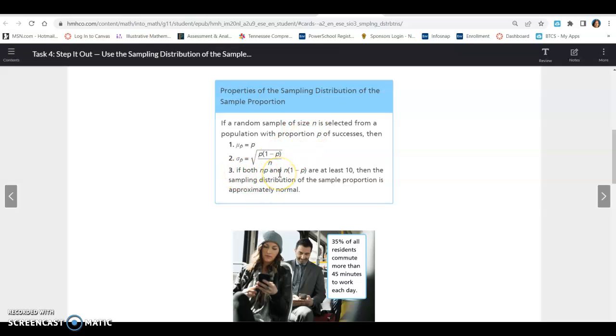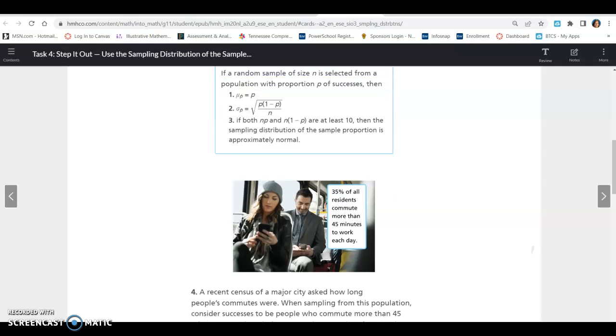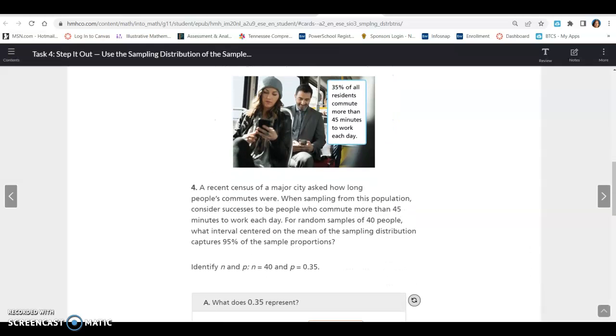If both np and n times 1 minus p are at least 10, then the sampling distribution of the sample proportion is approximately normal. All right, so this is kind of important. If np and n times 1 minus p are at least 10, so greater than or equal to 10, then the proportion is approximately normal.